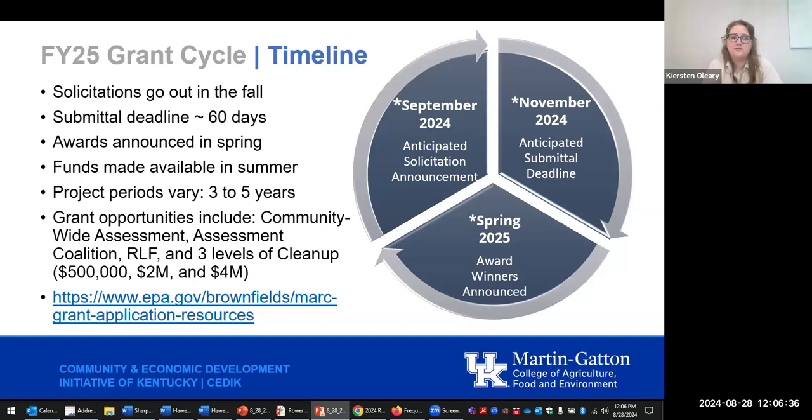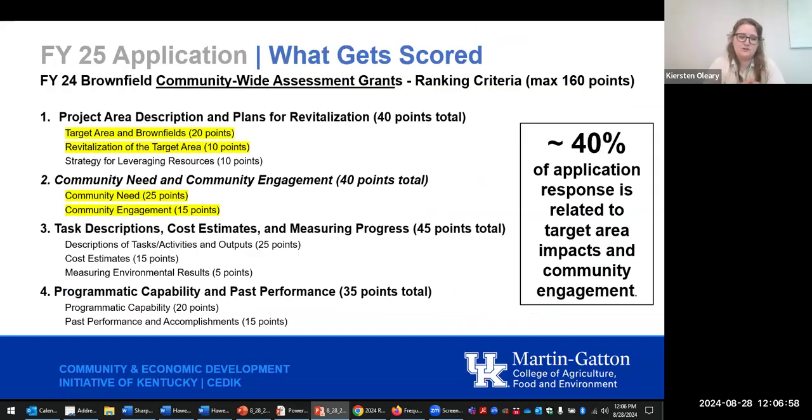And then there are 3 levels of cleanup available: up to 500,000, up to 2 million, and then up to 4 million. And if you want to look at this link, that's where all of your grant application resources are going to be. Like past solicitations, you can go ahead and start looking at those. They really don't change that much from year to year, but that's where a lot of resources will be.